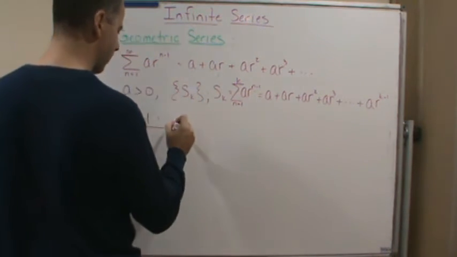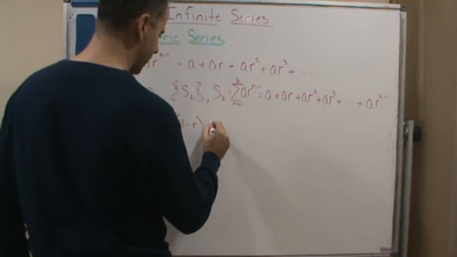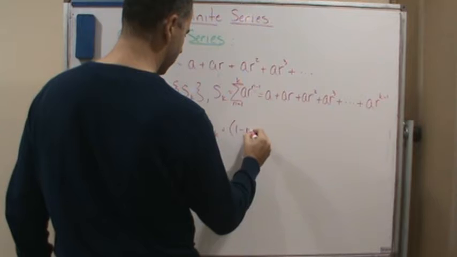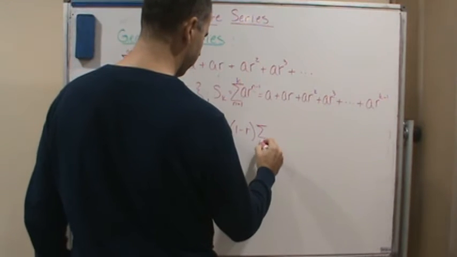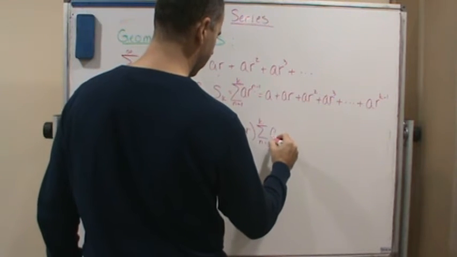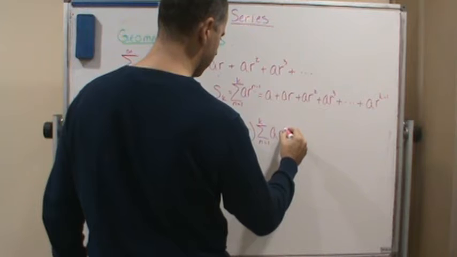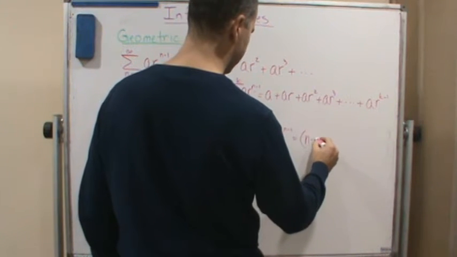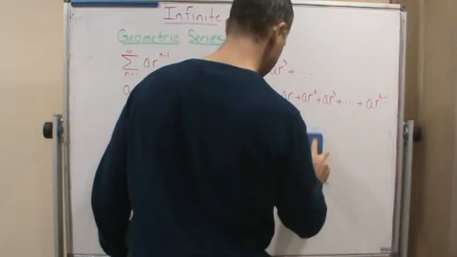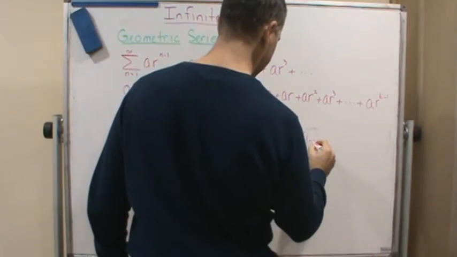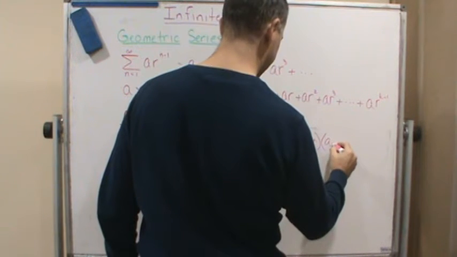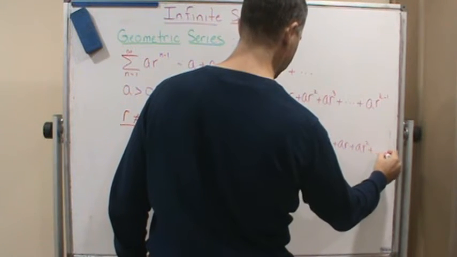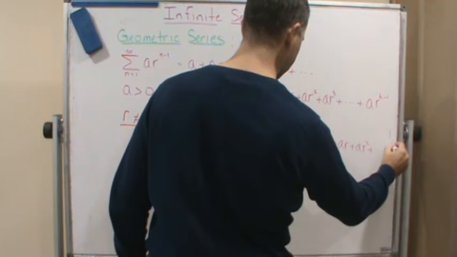Okay, so if I multiply both sides by 1 minus R, I get 1 minus R times S sub k, which is then equal to 1 minus R times the summation from n equals 1 to k of A times R to the n minus 1, which is then going to be 1 minus R times A plus AR plus AR squared plus all the way up to AR to the K minus 1.